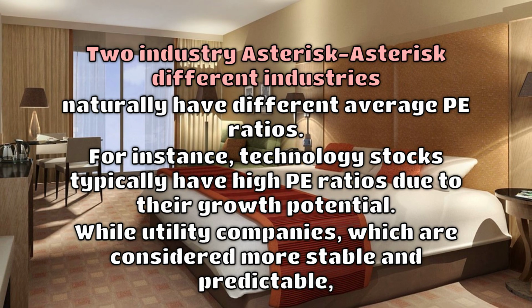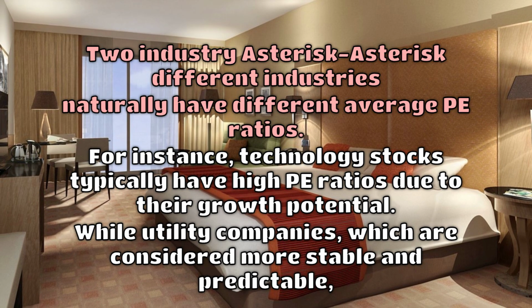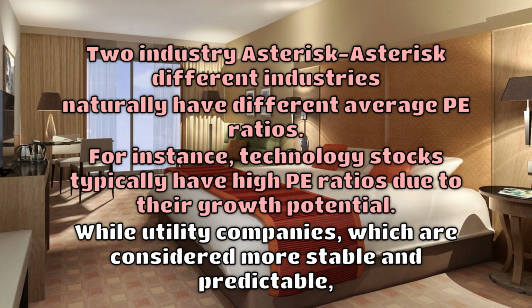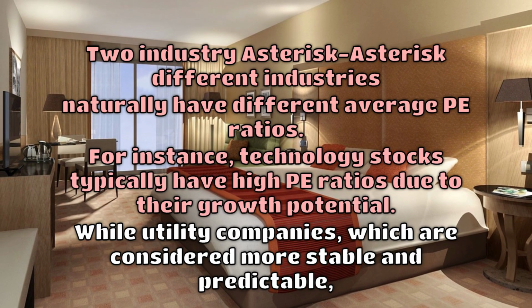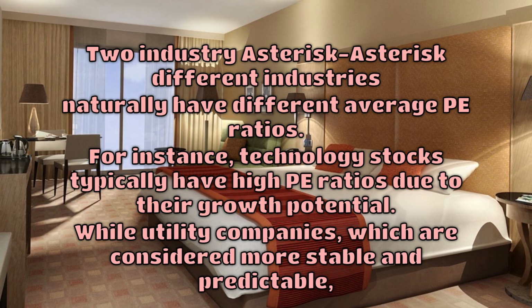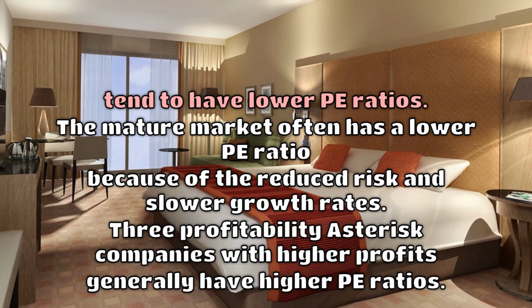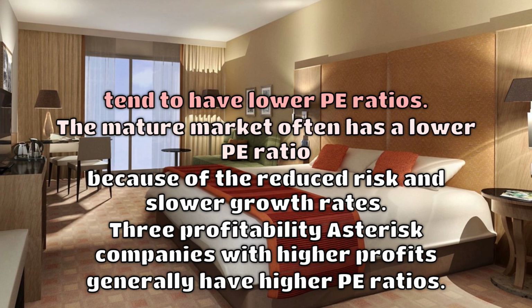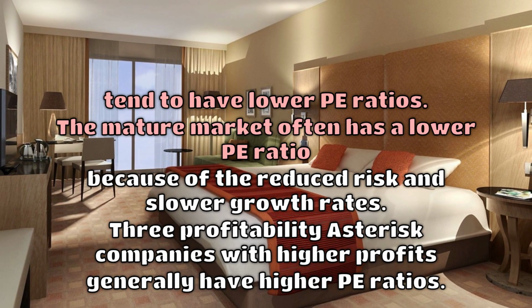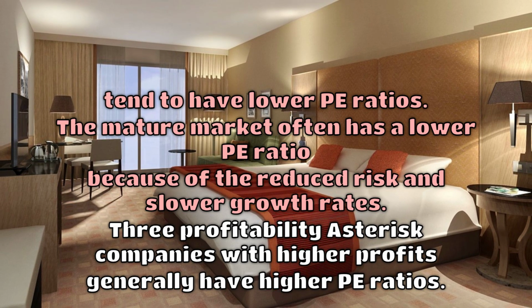2. Industry: different industries naturally have different average P/E ratios. For instance, technology stocks typically have high P/E ratios due to their growth potential, while utility companies, which are considered more stable and predictable, tend to have lower P/E ratios. The mature market often has a lower P/E ratio because of the reduced risk and slower growth rates.